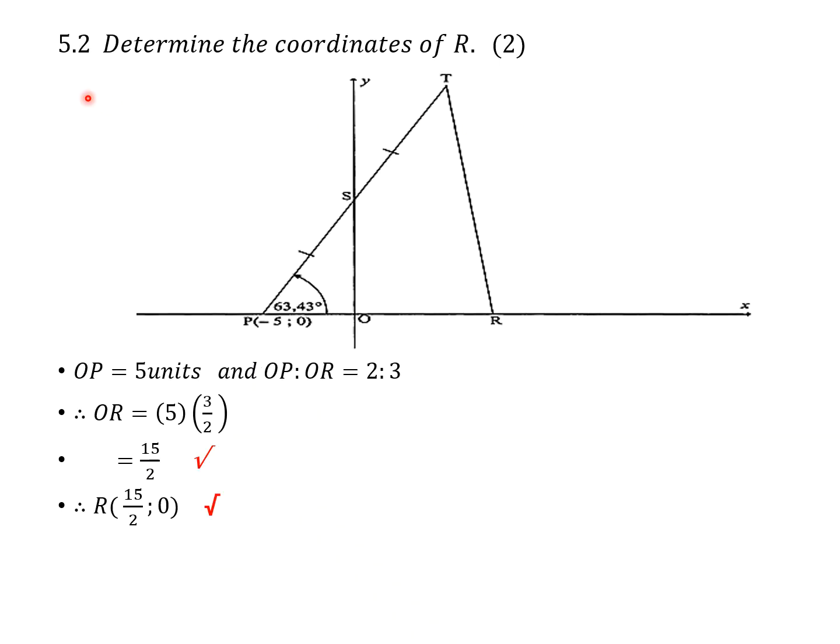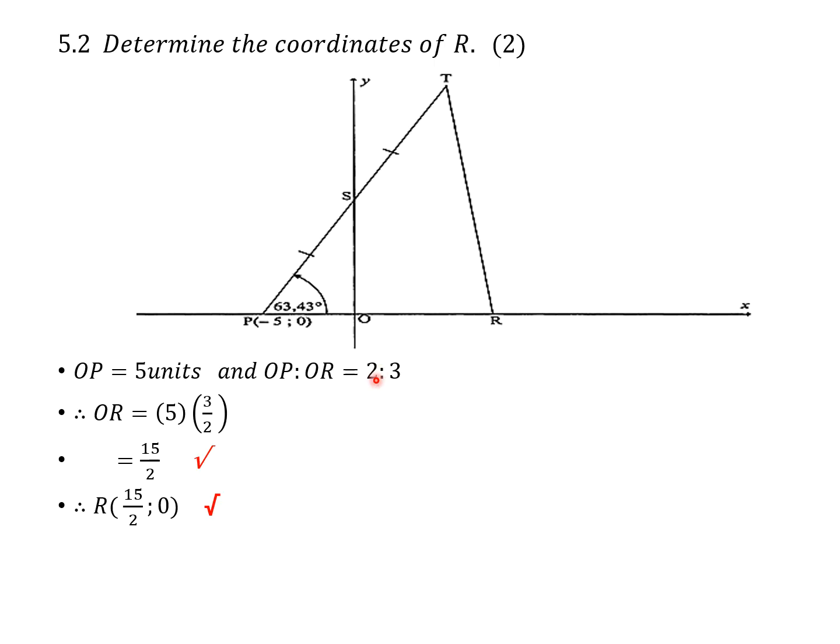Alright, now 5.2, they want us to determine the coordinates of R. So we want R for 2 marks. We know from O to P is 5 units, but OP to OR equals 2 to 3. So OR equals then 5 times 3 over 2. Alright, so that from O to R is bigger than from O to P. So therefore I put the biggest value on top and the smallest value at the bottom.